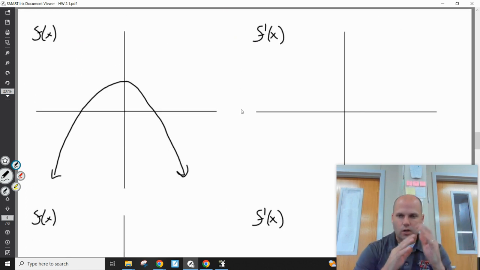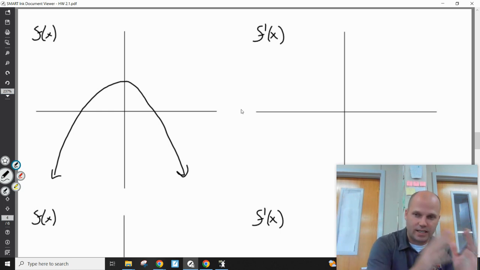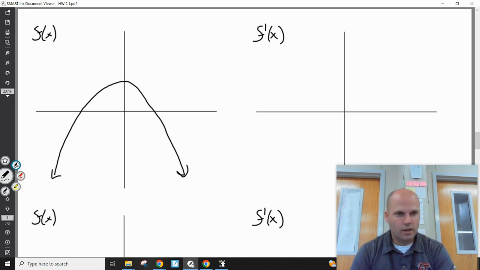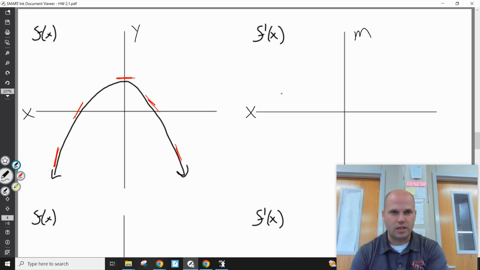Let's keep making sure we understand that every f prime is unique to its f. Let's look at this f. It's got x's and y's. Let's graph f's slopes. So we got x's and m's. I'm going to just pick some random points. I see positive, less positive, 0, negative, more negative.